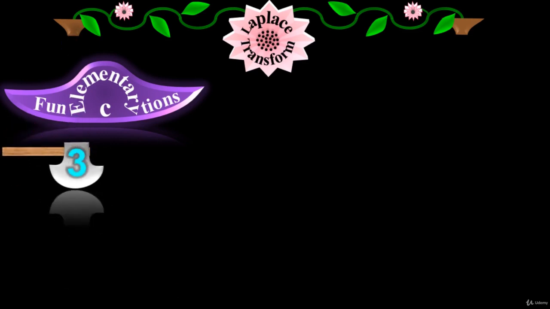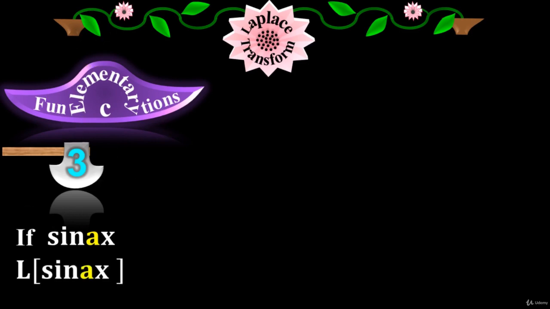Elementary function number 3. If the function f of x equals sine ax, a trigonometric function, when I take its Laplace, the Laplace of sine ax equals a over s squared plus a squared. A is any constant number, so whatever value you have for a, you put it here.